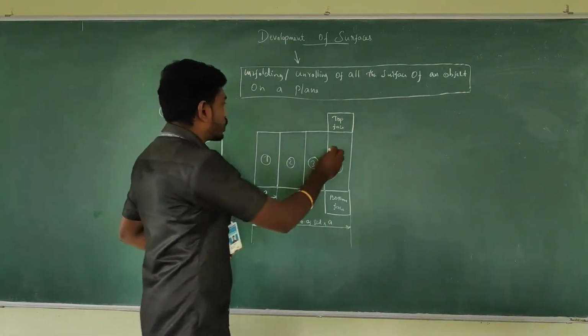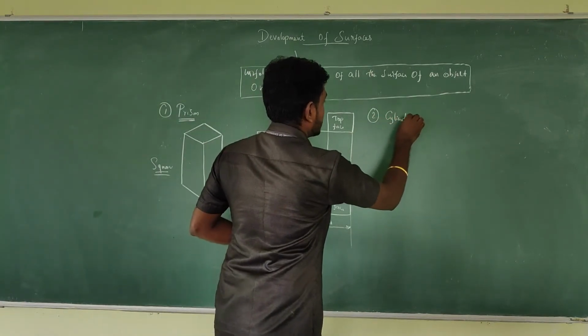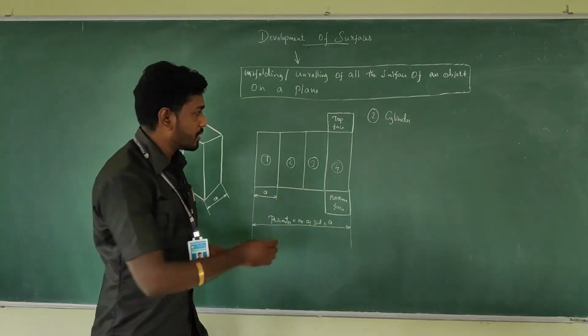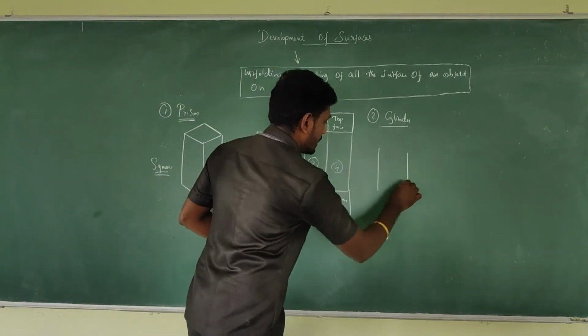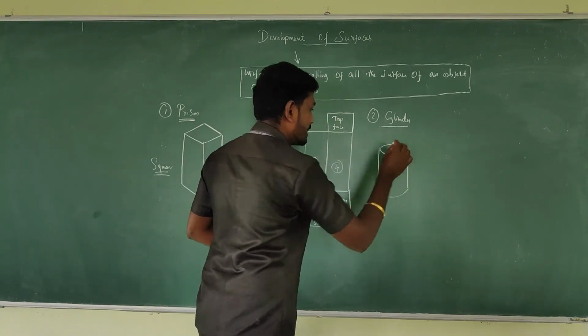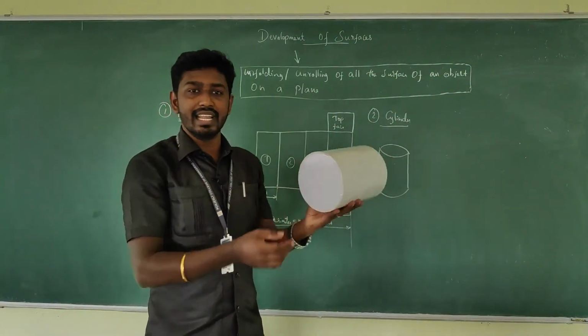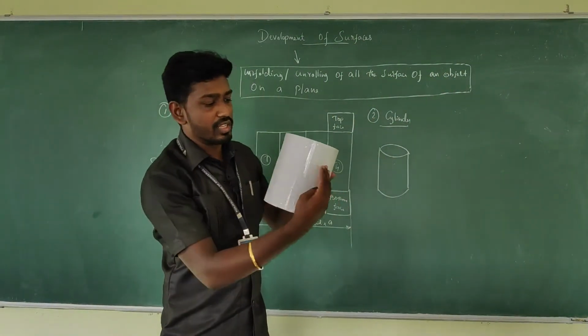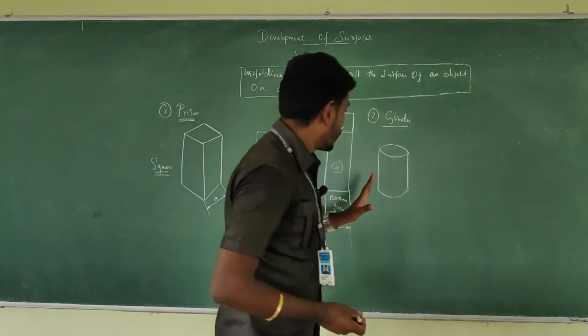Then I can show the cylinder. See, this is the cylinder, am I right? This is how this cylinder will be. I have the 3D object. It has two bases and these are the generators.